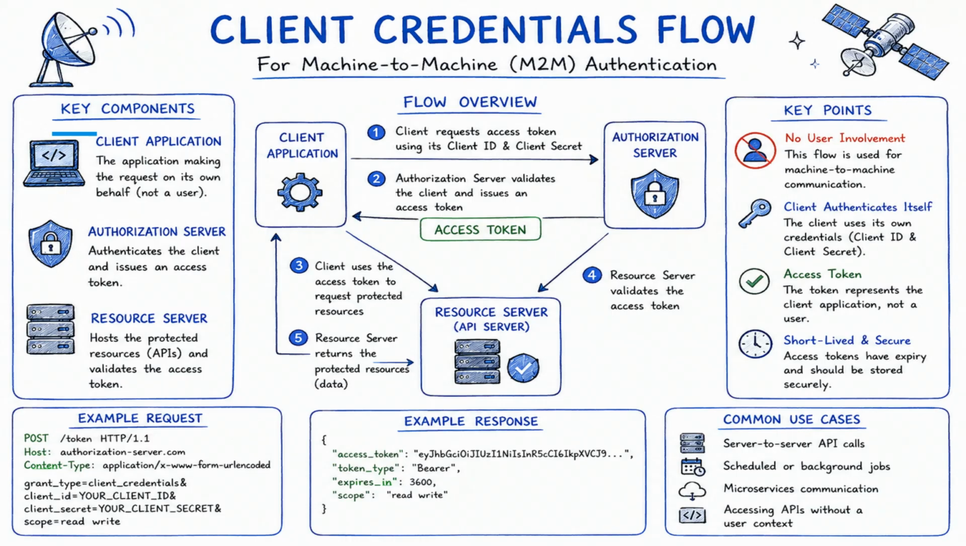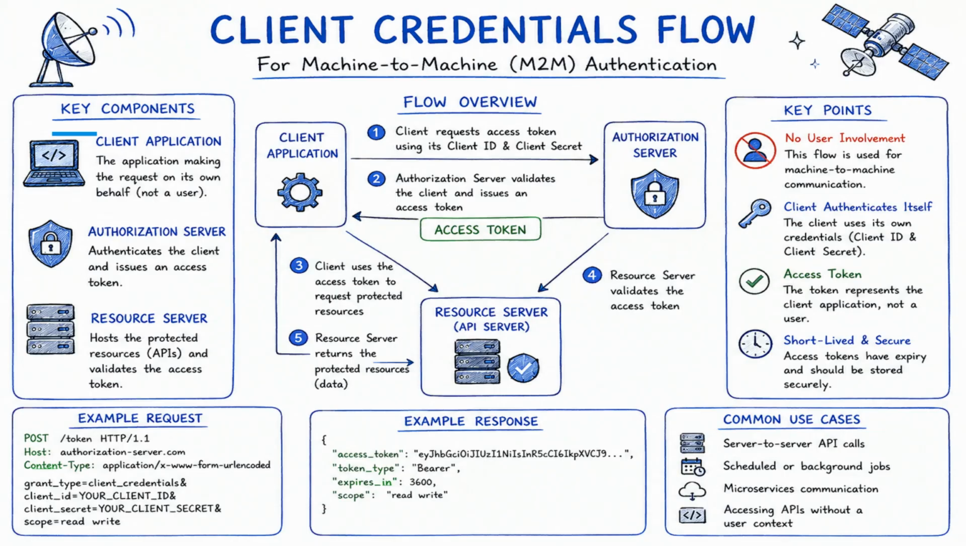This slide introduces the client credentials flow, one of the OAuth 2.0 flows used when applications need to communicate directly with each other without a user signing in. Notice that the process begins with the client application sending its client ID and client secret to the authorization server. After those credentials are verified, the server issues an access token. The client then uses that token to request protected resources from the resource server, which validates the token before returning the requested data.